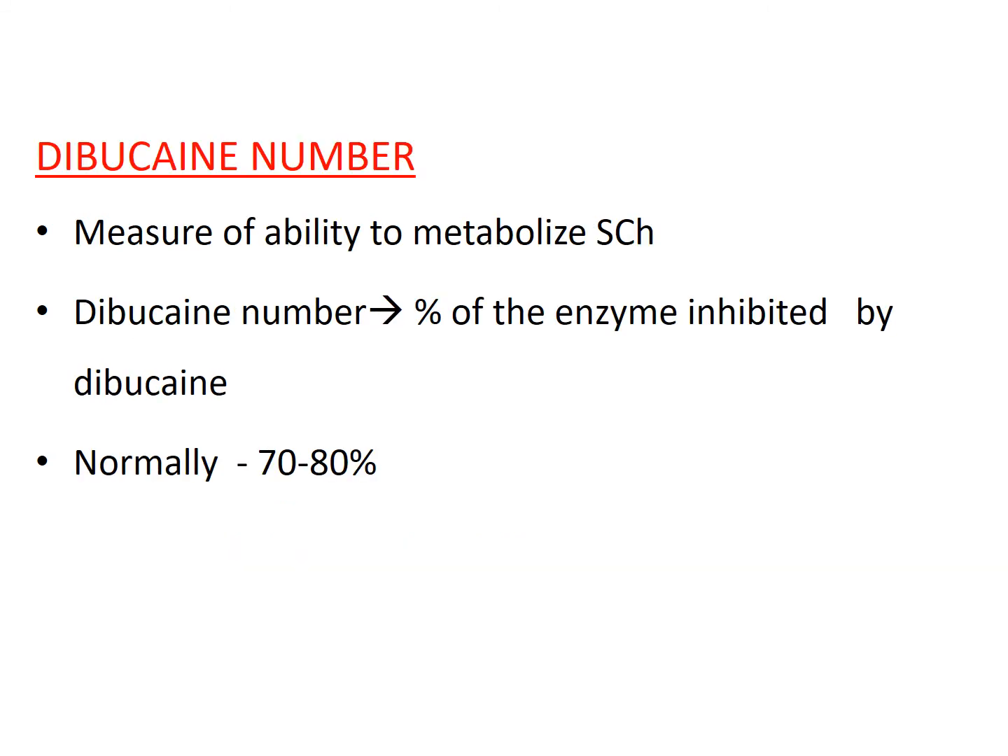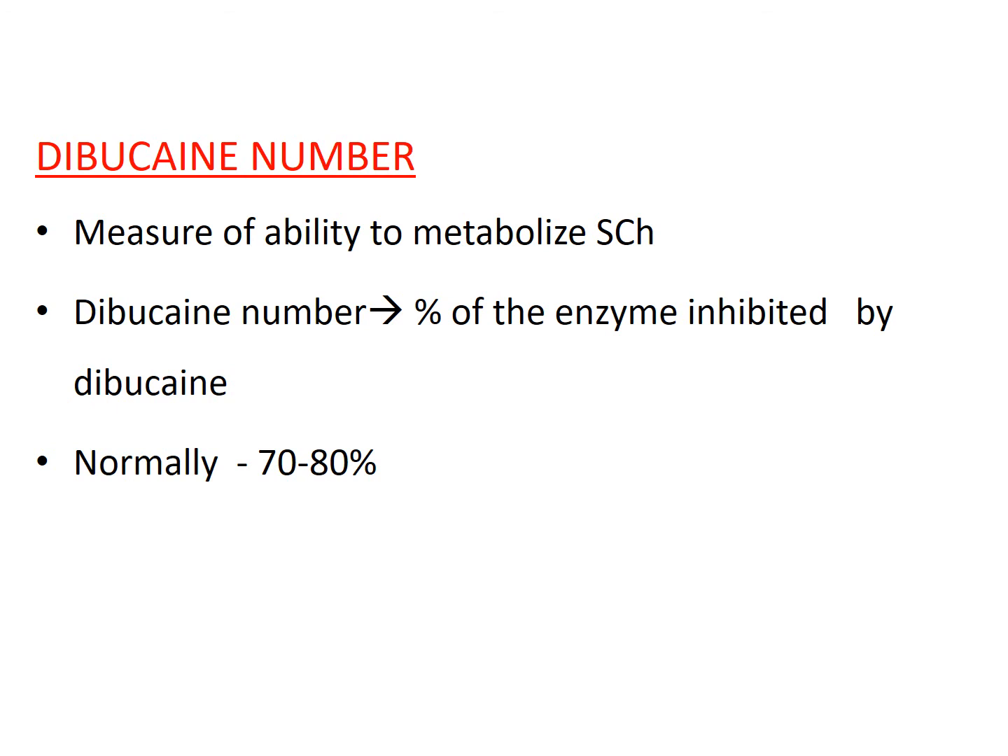And there is another important concept, that is the d-TUBOCURARINE number. The d-TUBOCURARINE number measures the ability to metabolize succinylcholine. That means the same principle I discussed in case of MIVACURIUM. This succinylcholine is also metabolized by plasma pseudocholinesterase, and in certain persons with genetic changes, they have an atypical pseudocholinesterase. This atypical pseudocholinesterase does not metabolize succinylcholine. So succinylcholine continuously acts on the neuromuscular junction, and there will be longer duration of skeletal muscle paralysis as well as respiratory paralysis.